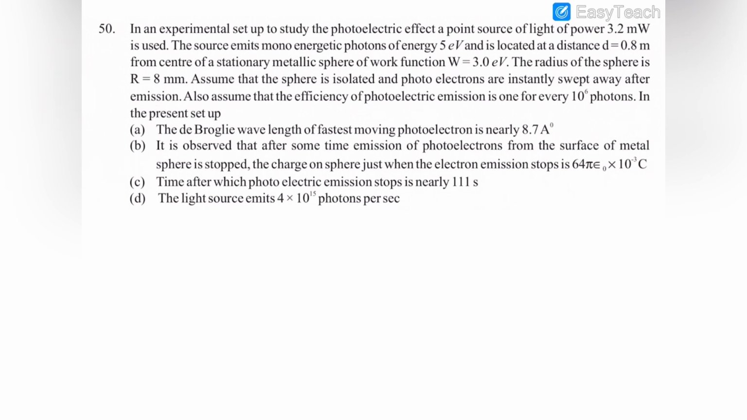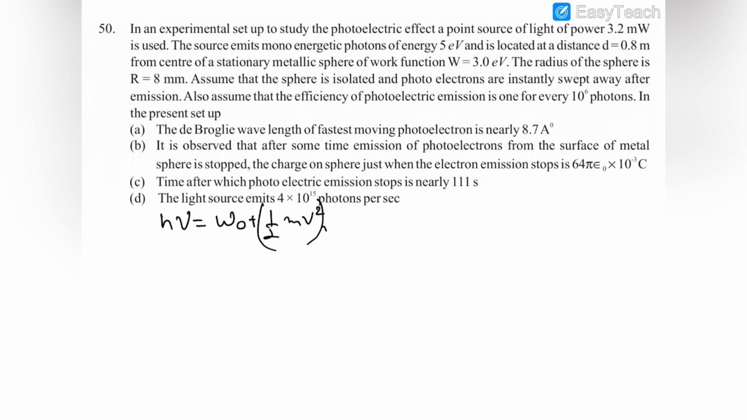And we have to assume that the quantum efficiency is 10 raised to power minus 6, which means that every 10 raised to power 6 photons, 1 photon ejects 1 electron. So we have to choose the correct options. The first option is: the de Broglie wavelength of the fastest electron is 8.7 angstrom. So we know that h nu is equal to W naught plus half m v square max.